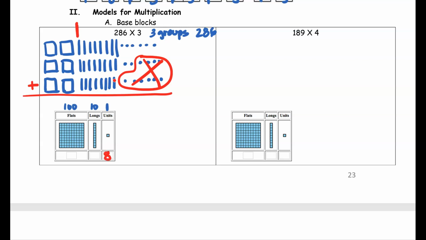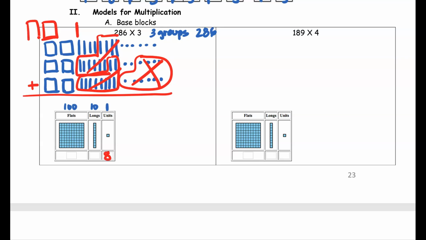And then I'm going to count the longs. So 1, 2, 3, 4, 5, 6, 7, 8, 9, 10. Got a group of 10. 10 tens is 100, so that makes a flat. 1, 2, 3, 4, 5, 6, 7, 8, 9, 10.